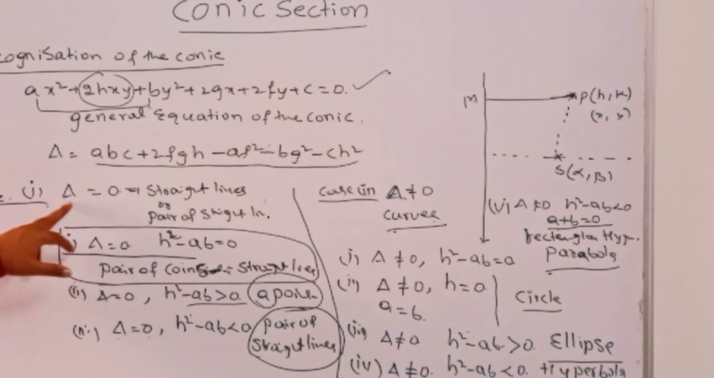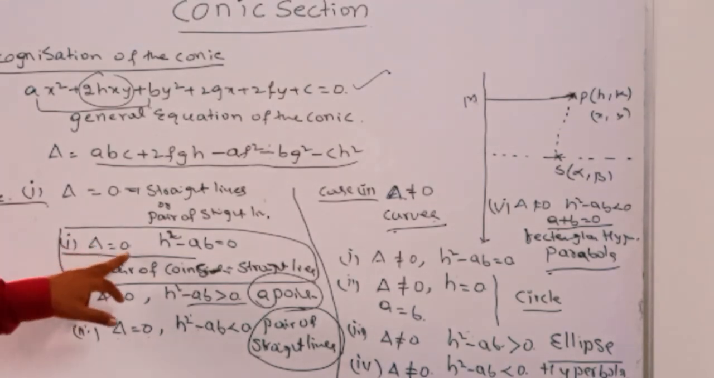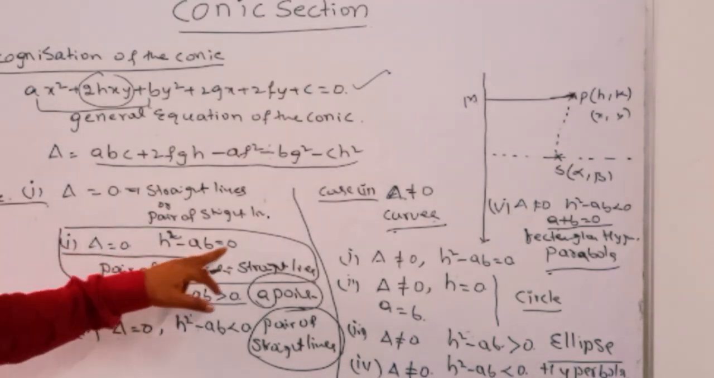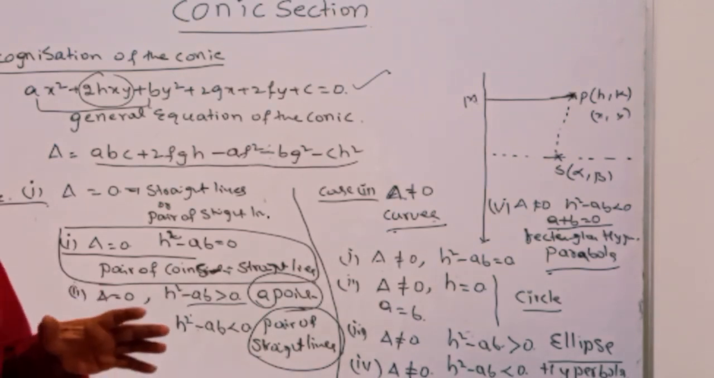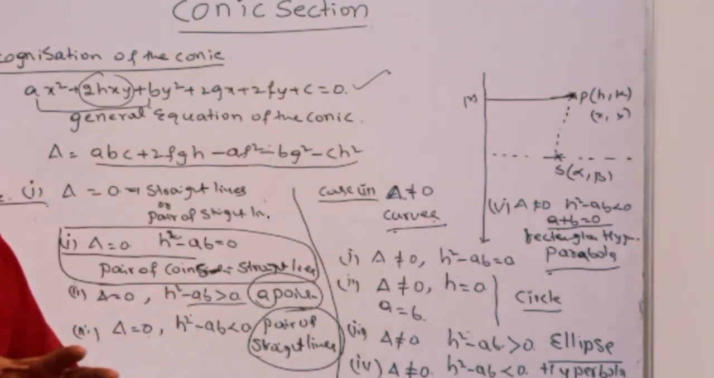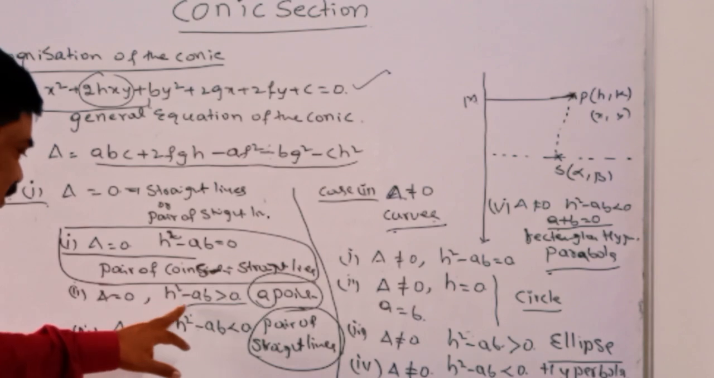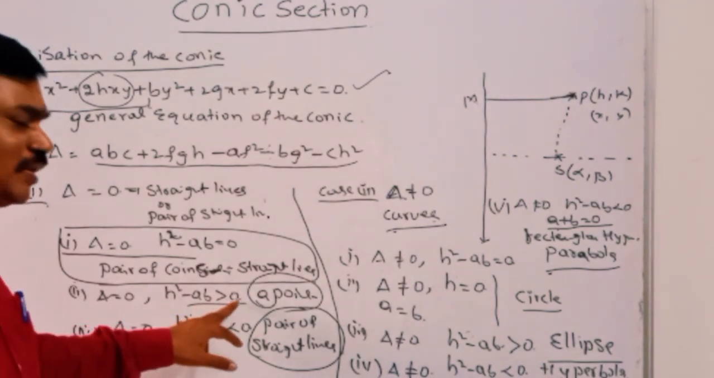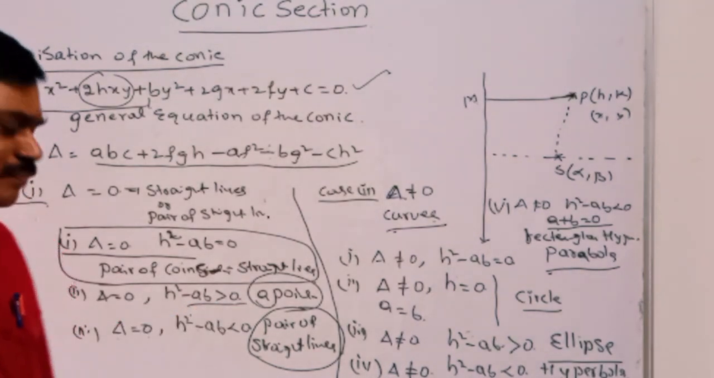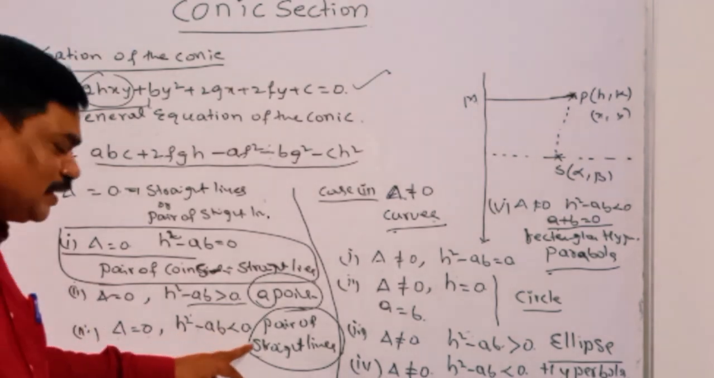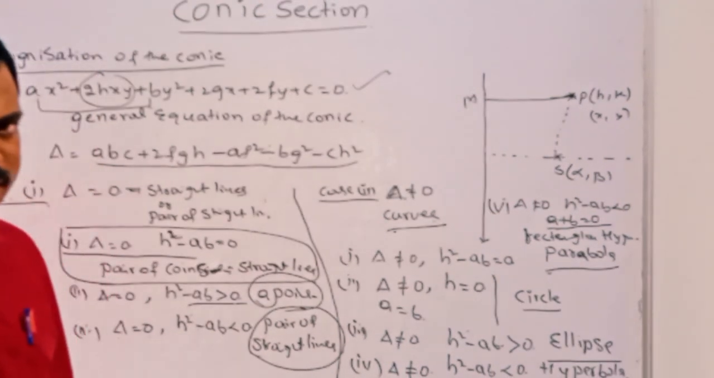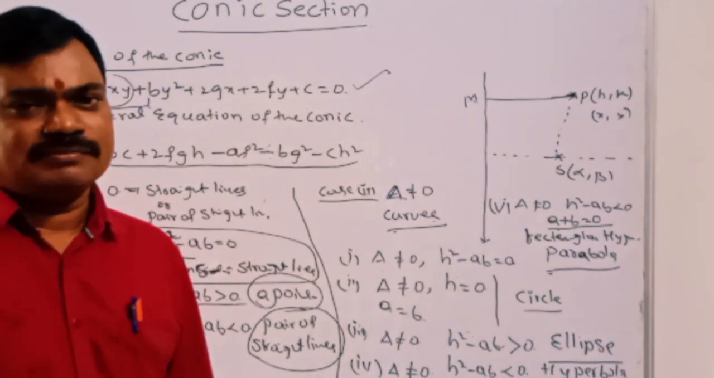If delta is equal to 0 and h square minus ab is equal to 0, then the pair of straight lines coincide, that is, it represents a straight line. If delta is equal to 0, h square minus ab greater than 0, it represents a point. Delta is equal to 0, h square minus ab less than 0, it represents a pair of straight lines.